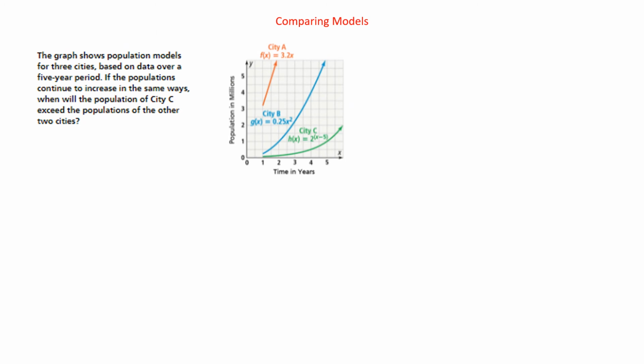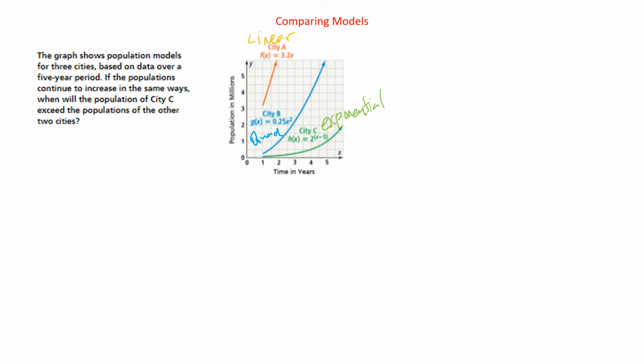So now comparing models. We have a graph that shows population models for 3 cities, based on data over a 5-year period. If the populations continue to increase in the same ways, when will the population of city C exceed the populations of the other two? So we have city A, which is 3.2x. This one's linear. We have city B, which is 0.25x squared. This is quadratic. And then we have city C, which is 2 times 2 to the x minus 5. This is exponential.